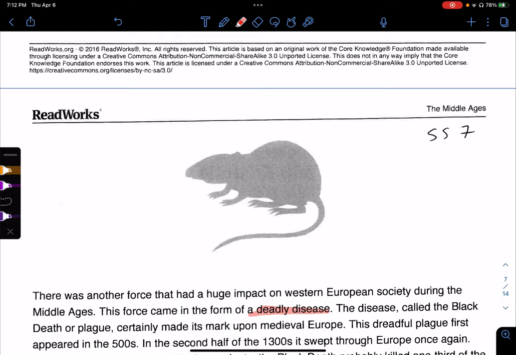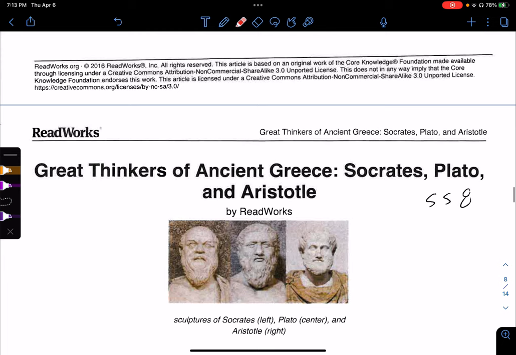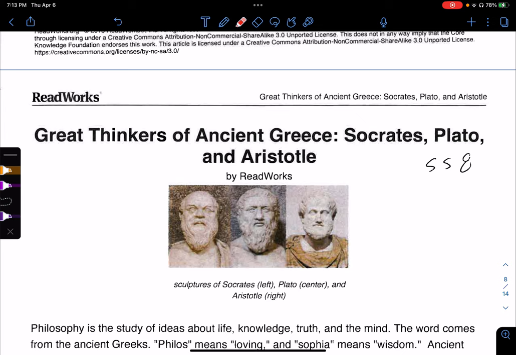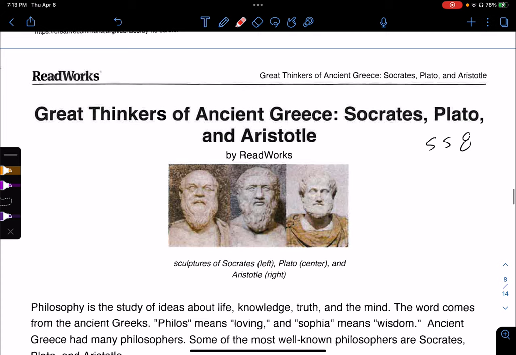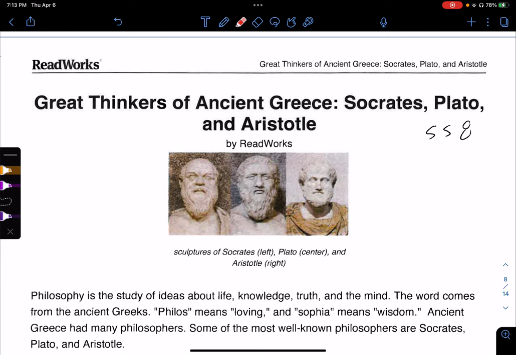Okay, so we did the Middle Ages. Let's go back a little bit to the classical period. This is the great thinkers of the classical period of Greece. Now, for this one, I want you to remember that this is what the people of the Renaissance value. They value logic, they value people thinking, they value secularism, not ideas that are non-religious. And these guys are some of the biggest thinkers in history, really.